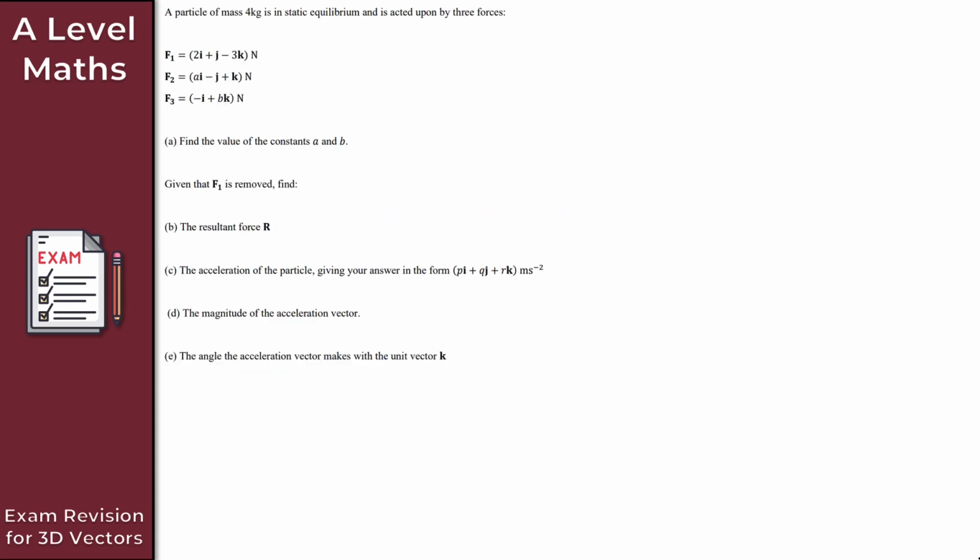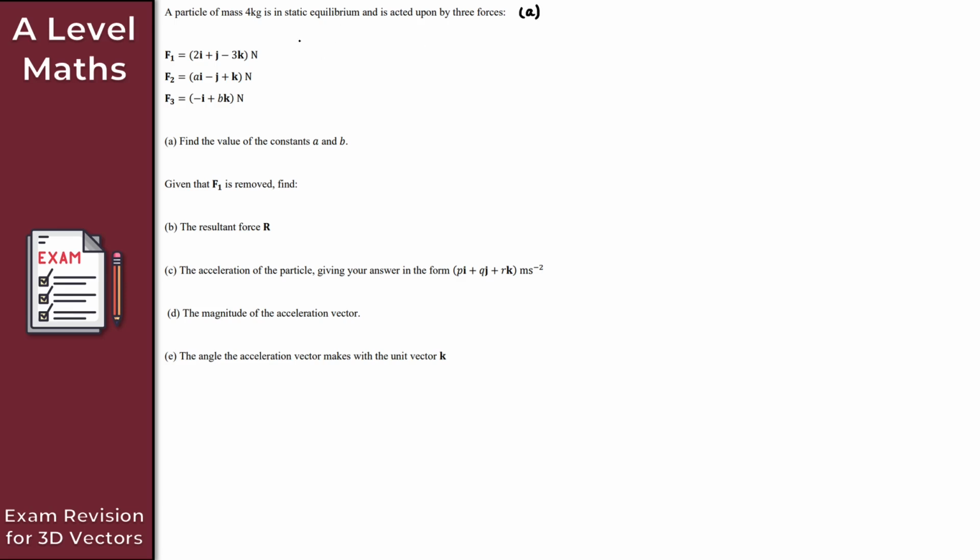And then finally moving on to the very last question here then, where we have question 3. So for this question here, we have a particle of mass 4 kilograms that is in static equilibrium and is acted upon by 3 forces given as F1, F2, and F3. So for the first part of this question, then part A, all we want to do here is find the value of the constants A and B.